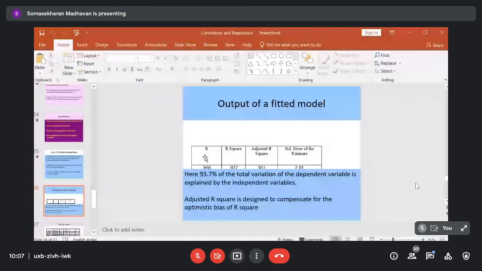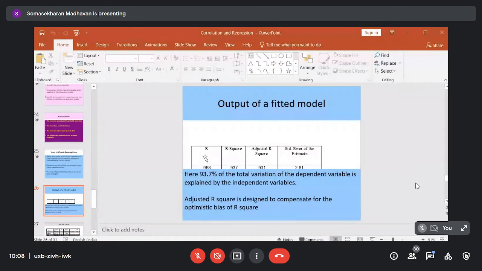Its value is 0.937. You multiply it with 100, express in percentage, and you can interpret it as 93.7% of the total variation of the dependent variable is explained by the independent variables together. That means the remaining 6.3% of variation is accounted for by the random term or error term. So the contribution of the error term is only 6.3%.